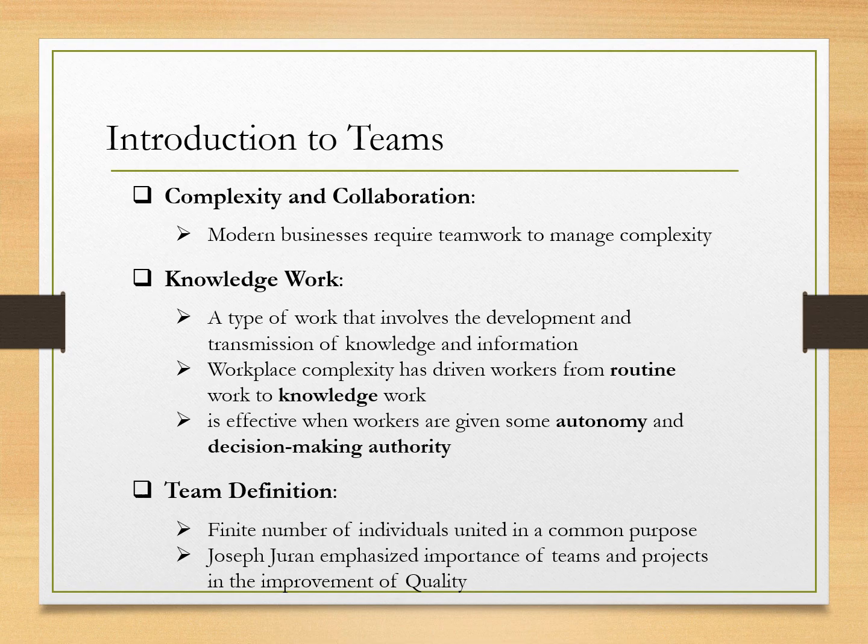So what exactly is a team? It's a finite number of people who are united around a common purpose. They are working towards the same goal. Joseph Juran, one of the legends in quality management, emphasized that teams and projects are absolutely essential for continuous improvement. We cannot improve complex systems alone. We need diverse perspectives and collaborative efforts.